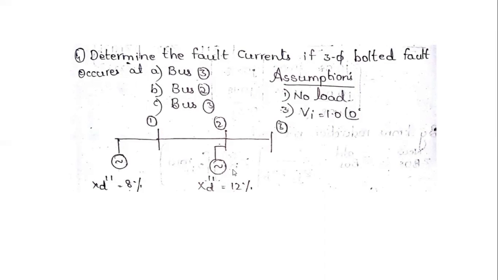This is the single line diagram for the power system. A three-phase bolted fault occurs. We will find the fault currents at bus 3, bus 2 and bus 1. We have some assumptions: bus 1 is no load, and bus 3 has V equal to 1 at an angle of 0 degrees. This is generator 1 and this is generator 2. Generator 1 is connected at bus 1 and generator 2 is connected at bus 2. And these are the reactance values.